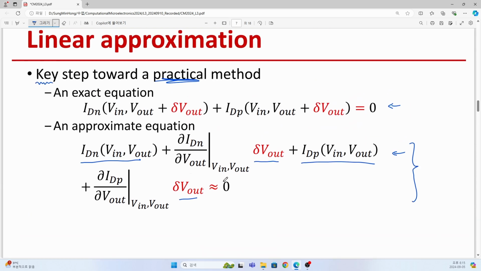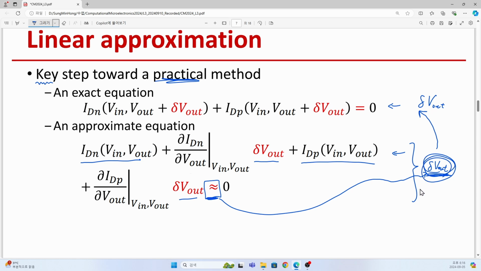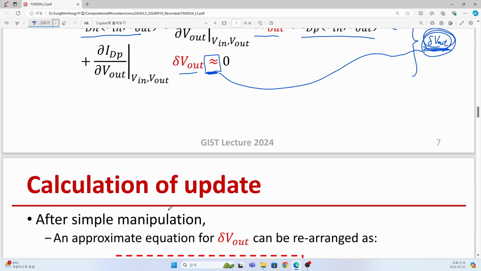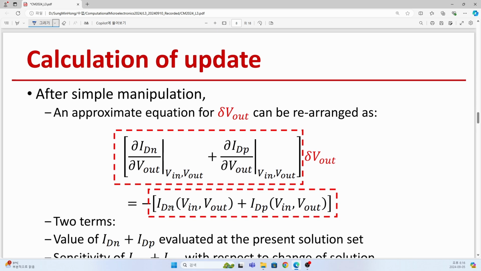Of course, I have to say that although we can calculate delta V out, this is not a correct or rigorous equation. This is just an approximate equation. So the solution of this approximate equation, this delta V out, does not match the exact value shown here. So maybe we have to improve our solution again and again. That's the reason why we have to do some iterations. But anyway, it's okay.